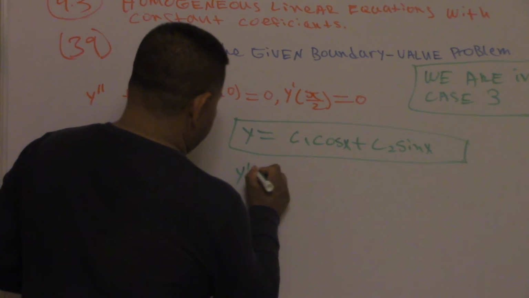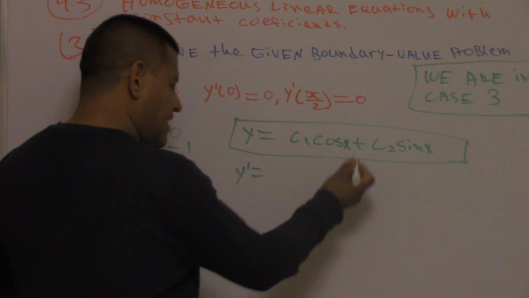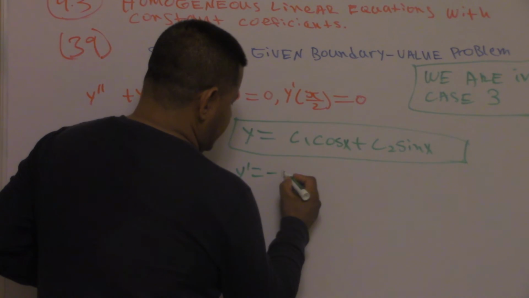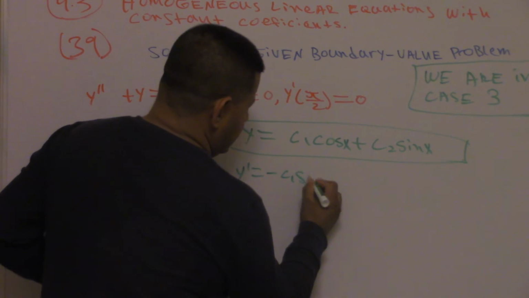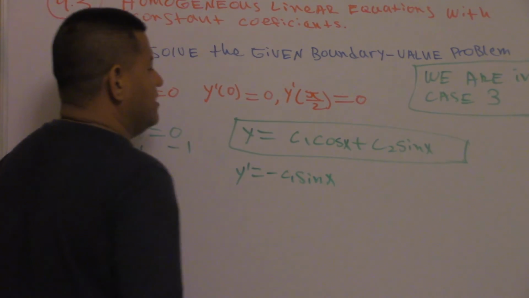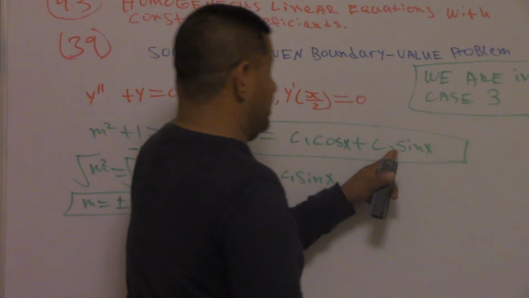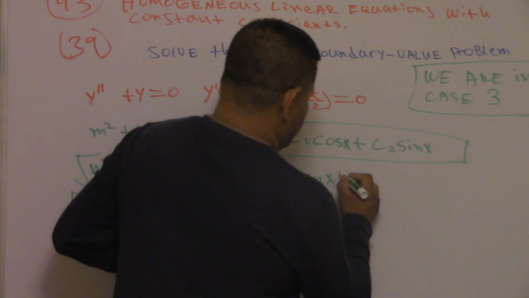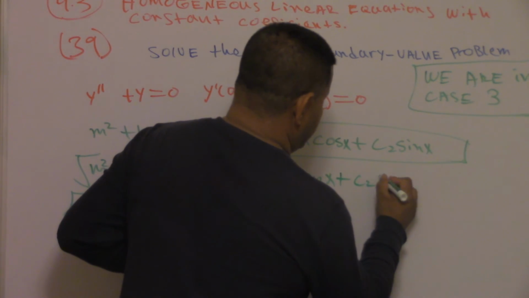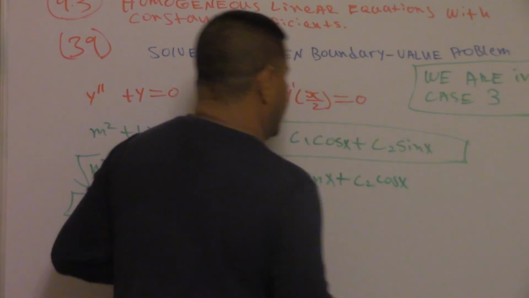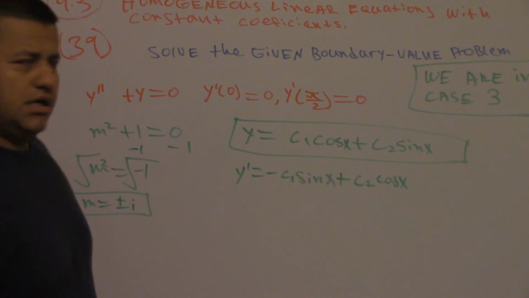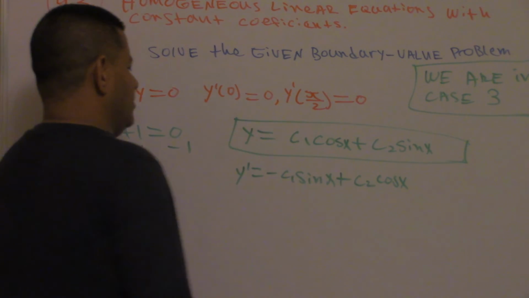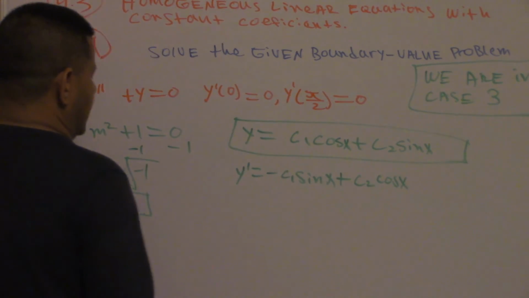y prime is equal to, the derivative of cosine is negative sine, right? So negative c1 sine of x, okay? The derivative of sine is cosine, so it will be plus c2 cosine x, right? Now let's find c1 and c2, okay?